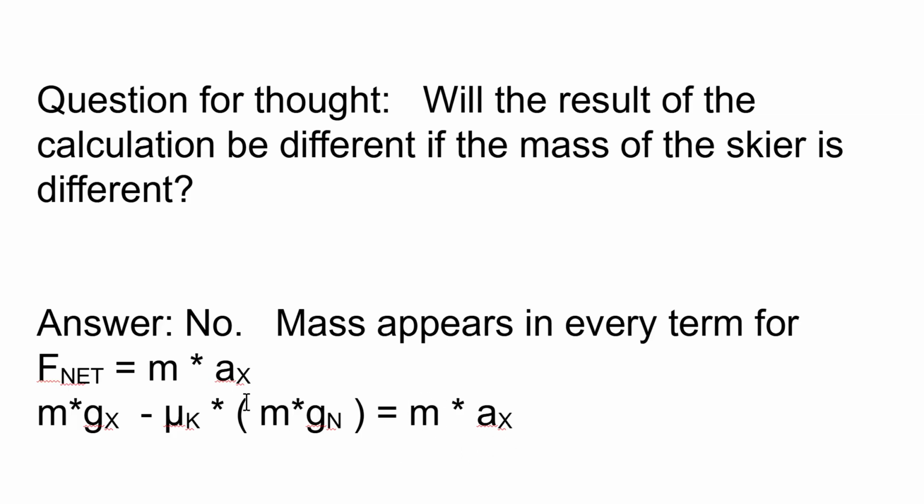So the mass cancels. I chose to use the mass just so I could put this question at the end of the video, but you'll get the same result for anybody, a child, an adult, as long as everybody goes straight downhill and everybody has the same skis with the same coefficient of friction.